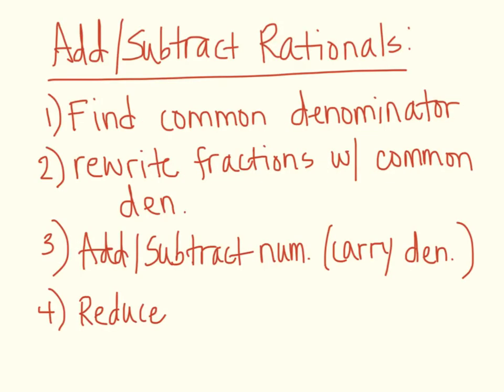So let's look at our steps for adding and subtracting rationals. First thing you want to do is find a common denominator. We're going to work on that a little bit more later in the notes. Then you're going to rewrite the fractions with the common denominator, add or subtract the numerators, and reduce.